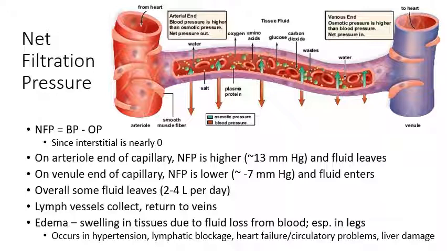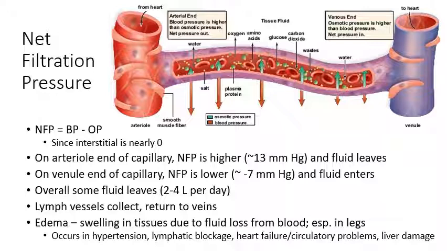On the arterial end of the capillary, you have a higher blood pressure. On the venule end of the capillary, you have a lower blood pressure. So that means that the NFP is going to be higher on the arterial end and lower on the venule end. The oncotic pressure will be the same throughout the whole capillary. For most capillaries, on the arterial end, the NFP is going to be around 13 millimeters of mercury.